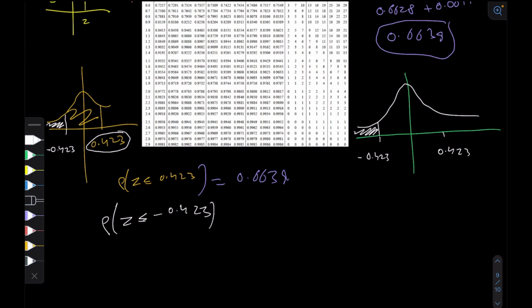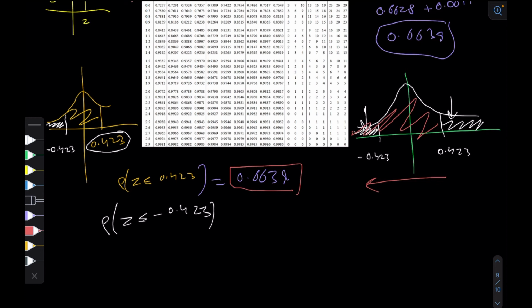Now notice that since this curve is symmetrical, whatever this area turns out to be will be the same as whatever this area turns out to be. And we already know what this whole area is, and we also know that the entire area is 1. So if the entire area is 1 and the area to the left of 0.423 is 0.6639, then subtracting 0.6639 from 1 will give us this area to the right of 0.423, which is also equal to this area to the left of negative 0.423.